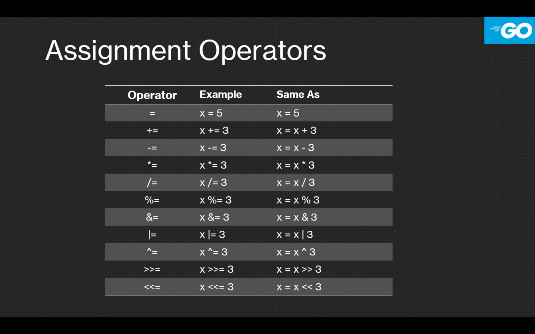Next we have the assignment operators. The assignment operators are used to assign values to the variable. These are the assignment operators which Go supports. They are mostly used to assign values to the variable. However, the assignment operators also provide you the facility to modify the value in a different way, like plus equal to, or minus equal to, which will decrement the value and then assign it to the variable. So these are the assignment operators which Go supports.